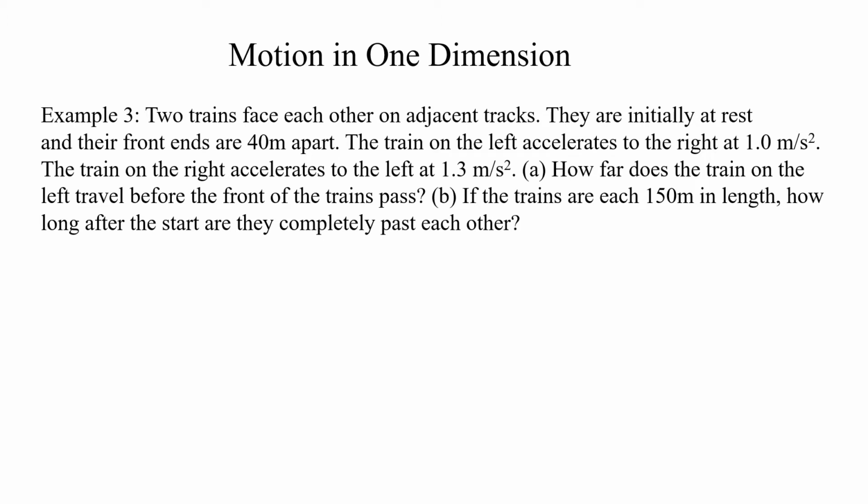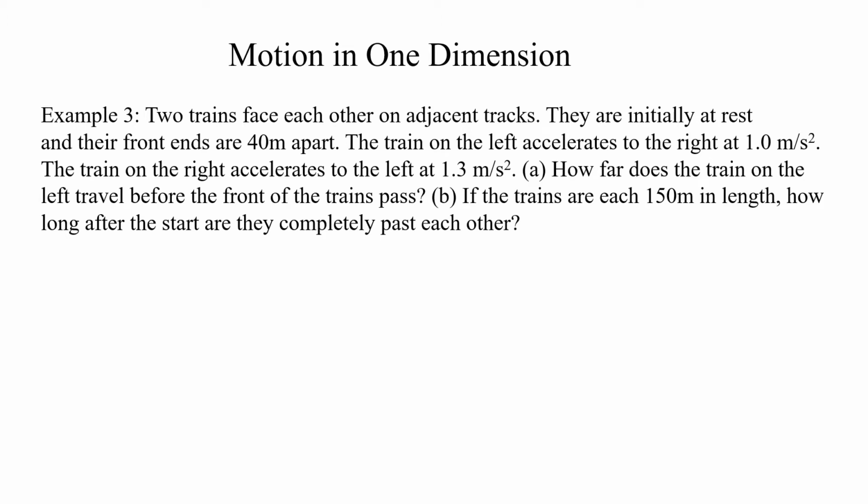All right, so anyway, this example. We have two trains facing each other on adjacent tracks. They are initially at rest, and their front ends are 40 meters apart. The train on the left accelerates to the right at 1 meter per second squared. The train on the right accelerates to the left at 1.3 meters per second squared.